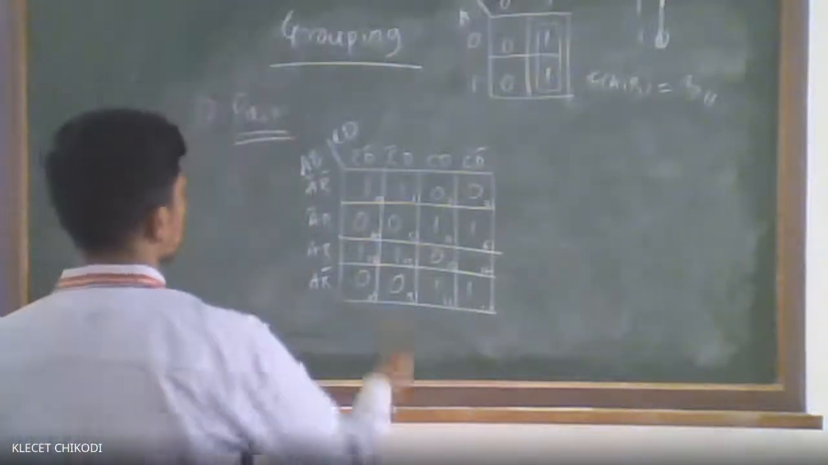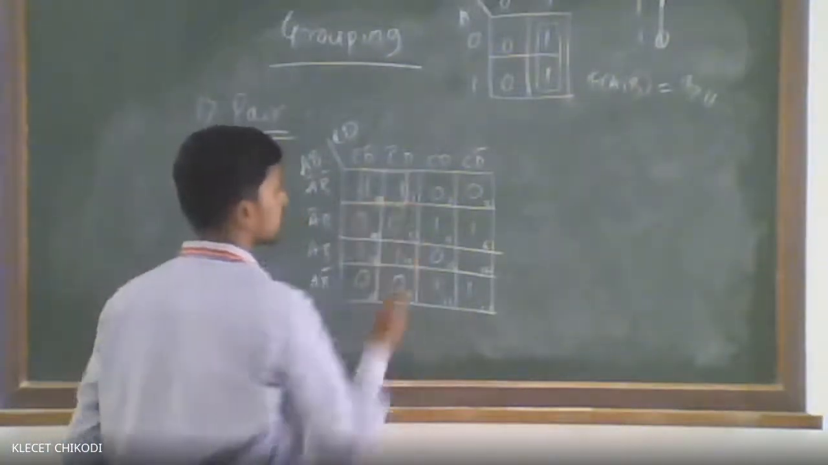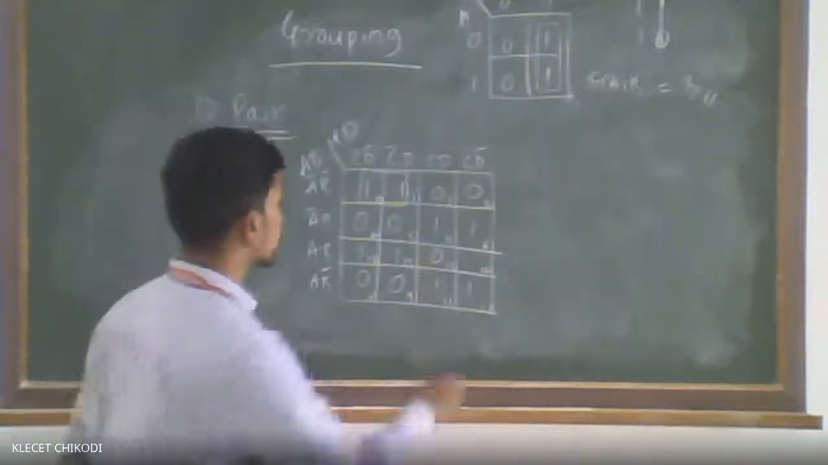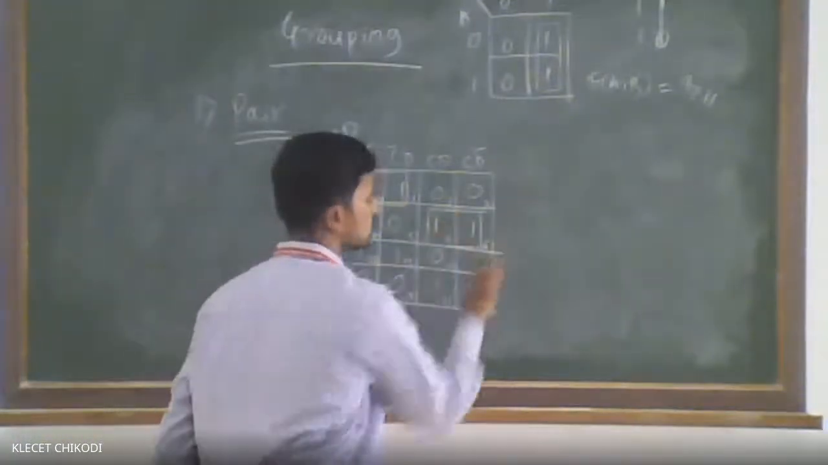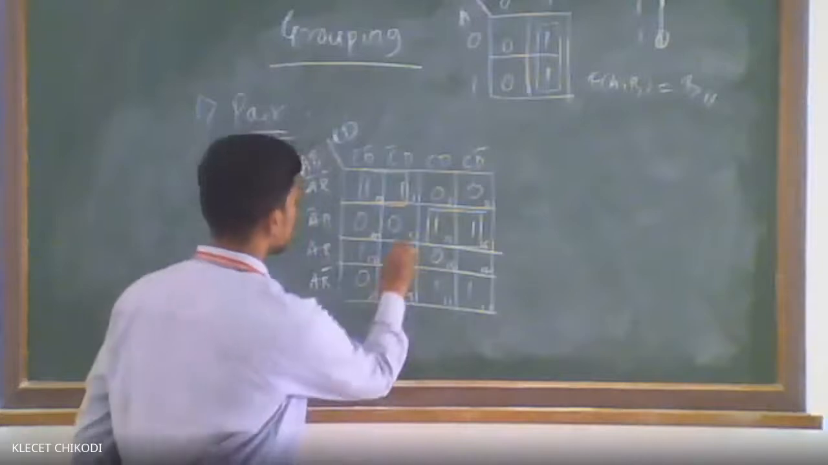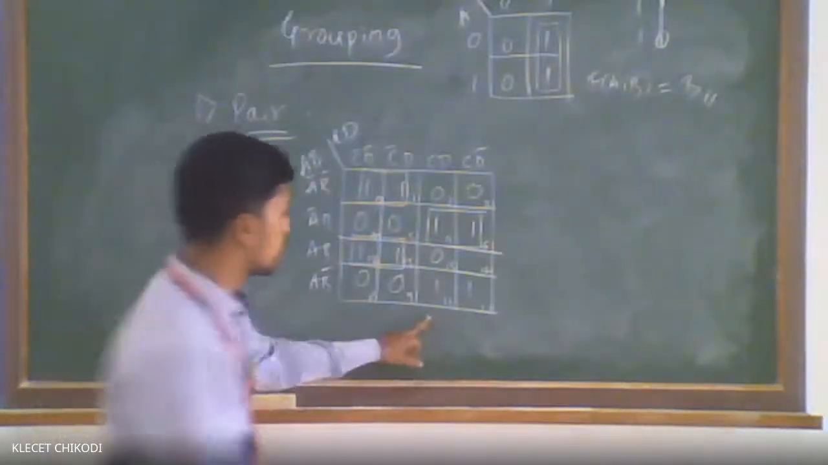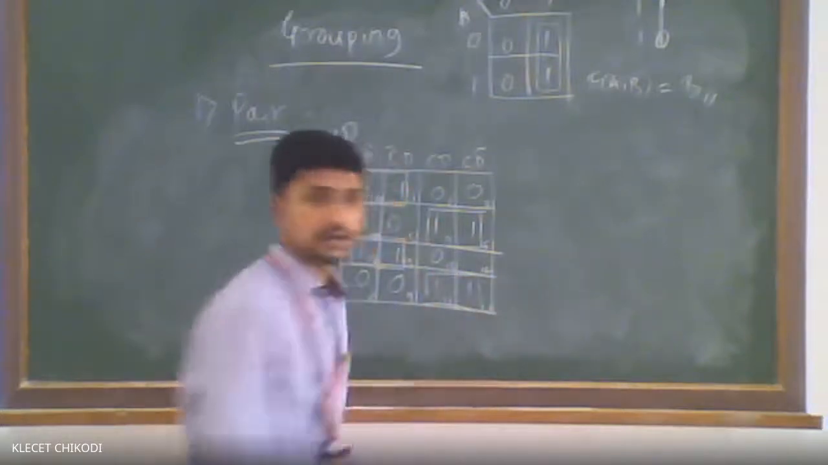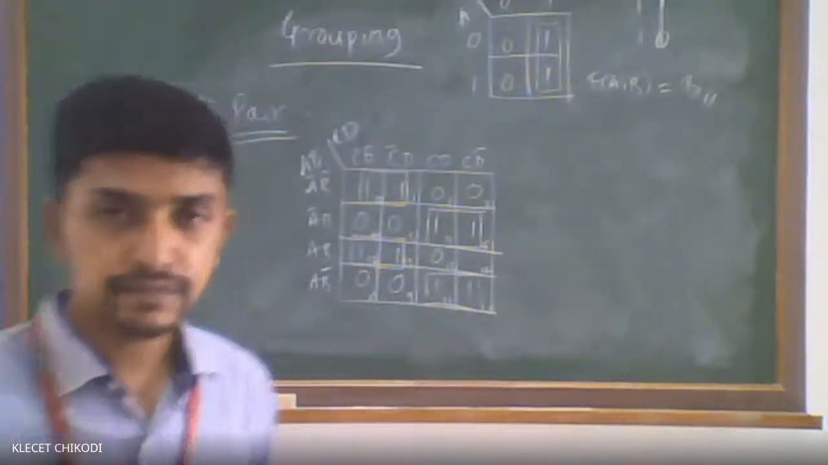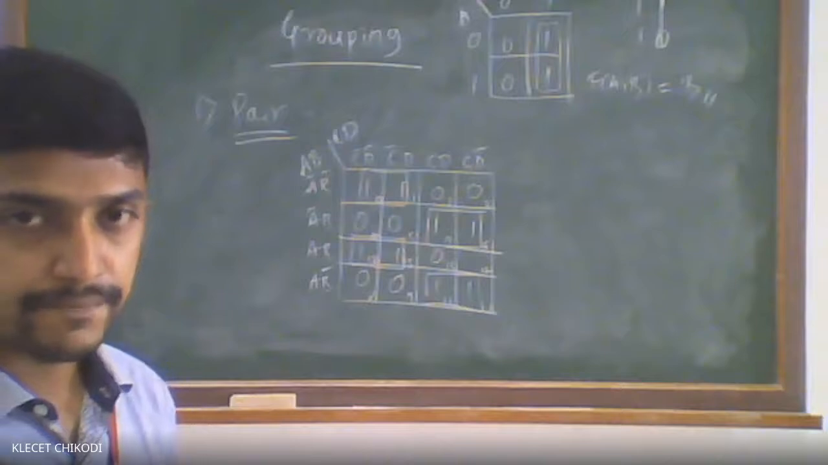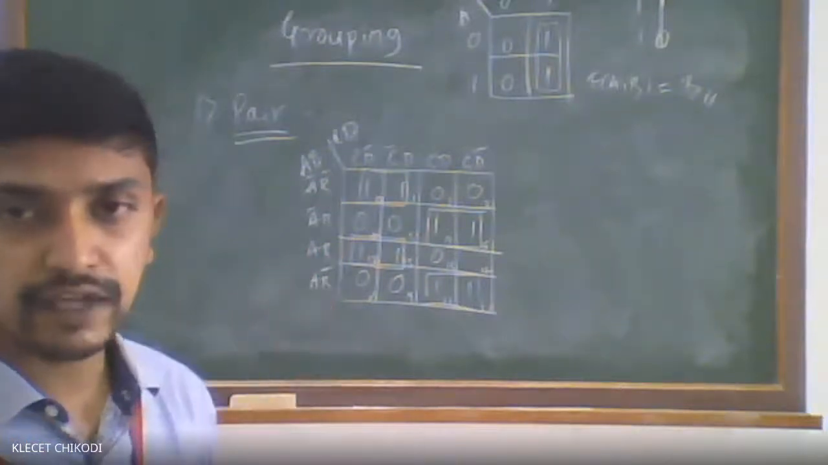So what is the first pair? It is this one, 0 and 1. What is the next pair? It is 7 and 6. What is the next pair? 12 and 13 cell. What is the next pair here? 11 and 10. Fine? Okay. Now we have got the 4 pairs there.